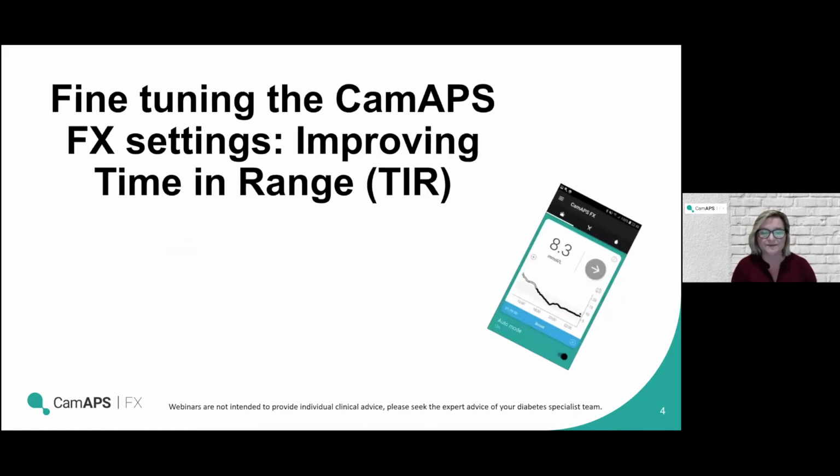Thanks, Charlotte. Thanks, Candice. So tonight's webinar is looking at fine-tuning the closed loop system with the goal to improve time in range, which is a key metric that people are talking about in terms of glucose control. We're very much moving away from HbA1c as a measure.